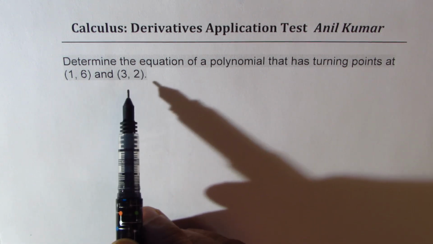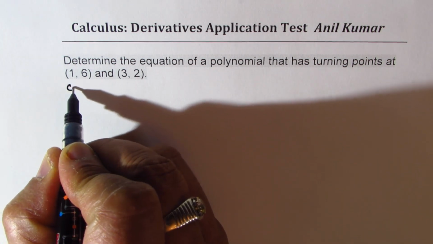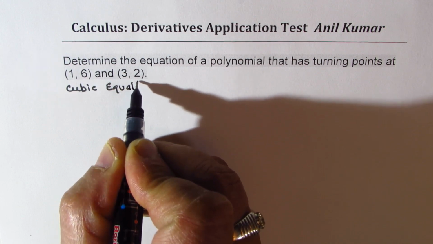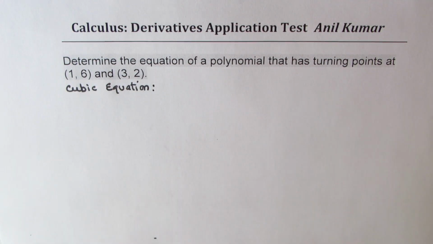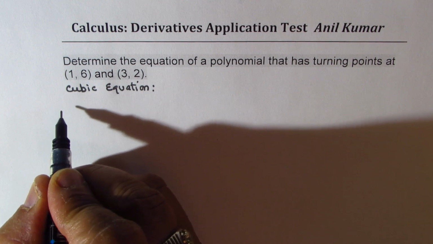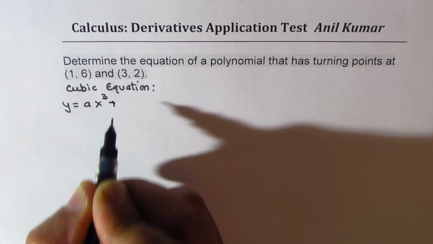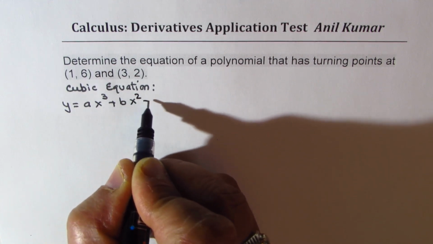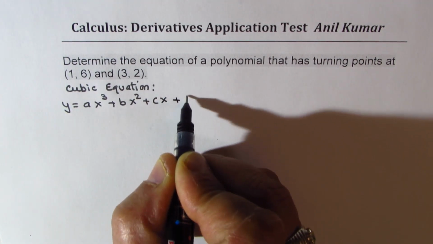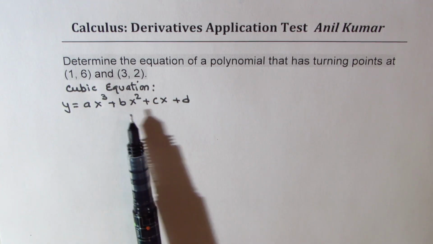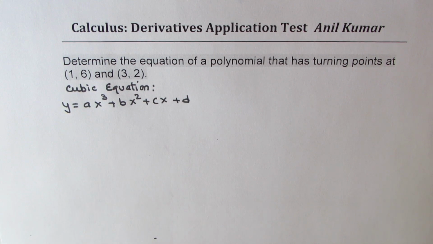Now there are two turning points, so we'll try to go for a cubic equation. The general form for a cubic equation is y equals ax cubed plus bx squared plus cx plus d, right? Now there are four unknowns here. We can actually find these four unknowns since we can form four equations.